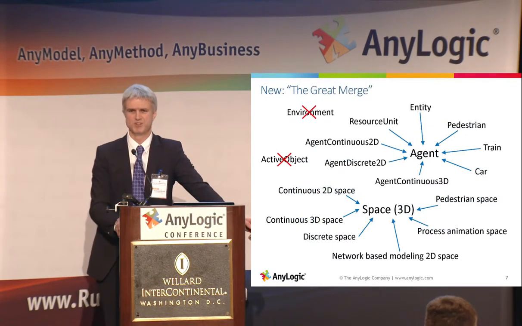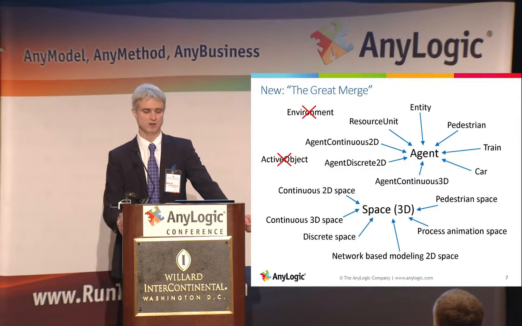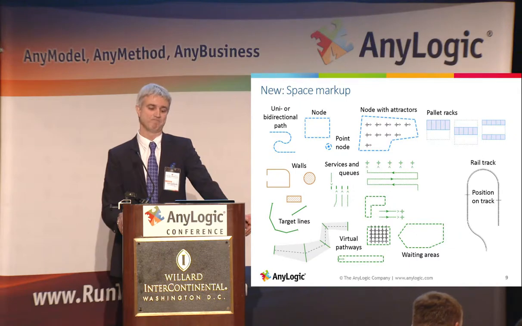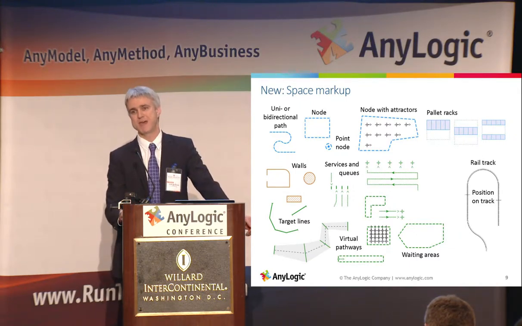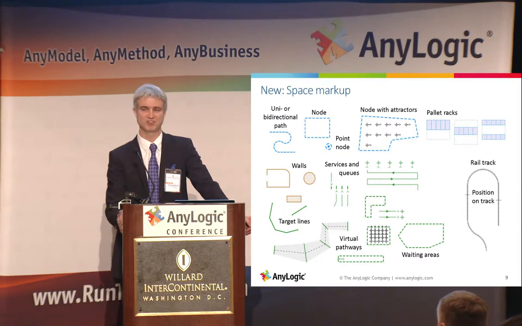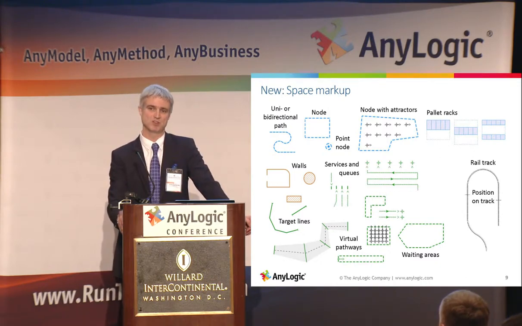One of the things we did is what I would call a great merge and cleanup. You know that in many models you use floor plans, maps, etc. In version 6, you used polylines and rectangles to mark the important locations on the map. Not anymore. In version 7, we're providing what I would call semantically rich markup elements to identify where the paths, nodes, and attraction points are in your models. All these elements have problem-specific properties. They connect to each other automatically. They automatically build routing tables, etc.